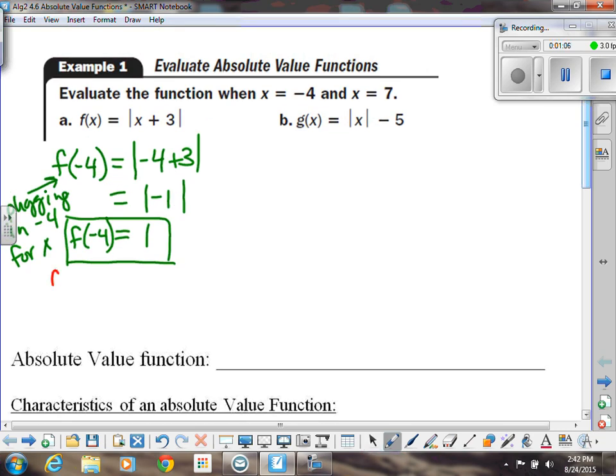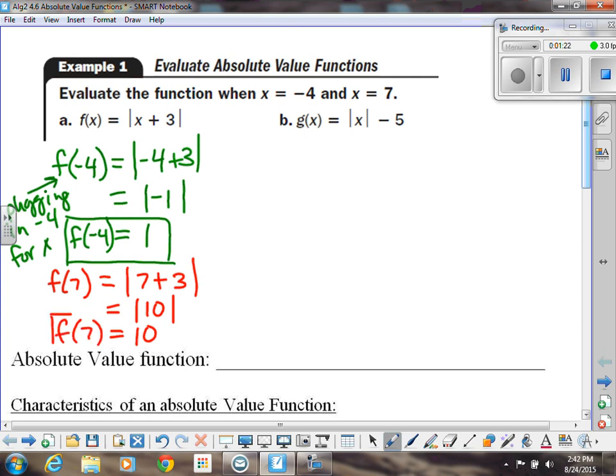So I'm going to do f of 7, which means I'm plugging 7 in for x. I'm going to add those two things together. So absolute value of 10. The absolute value of 10 is just +10. So f of 7 is equal to 10. All right, now let's do the g function.